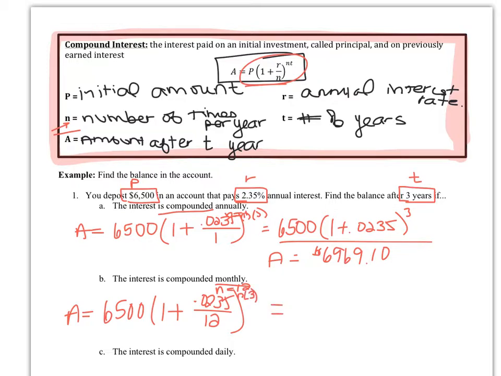I'd type that in my calculator, and I would get 6,974.31. So $6,974.31 if interest was compounded monthly.